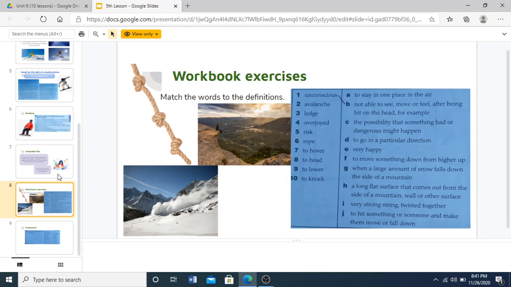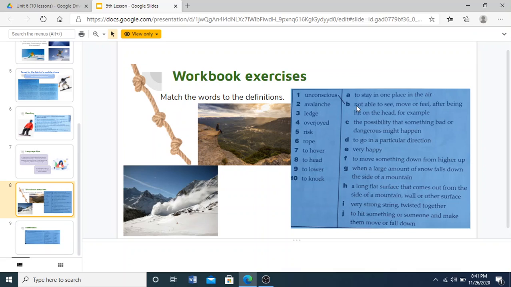All right, so this is a workbook exercise, and match the words to the definition. So there are some words here. We have 10 words and 10 definitions. Let's do a matching exercise right now and match these words to their correct definition. The words are unconscious, avalanche, ledge, overjoyed, risk, rope, to hover, to head, to lower, to knock. So these are the words.